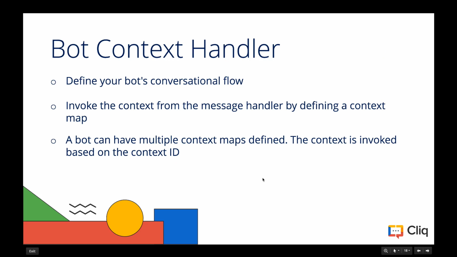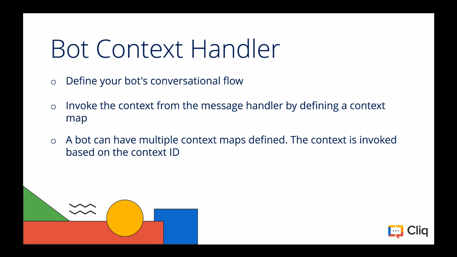So next up is the bot's context handler. Now the message handler of the bot is a way of just invoking the bot's chat. But what if you wanted your bot to have a conversation pertaining only to a specific topic? Or what if you wanted your bot to ask a series of questions and perform a task on your behalf? To handle such instances, we have the bot's context handler.